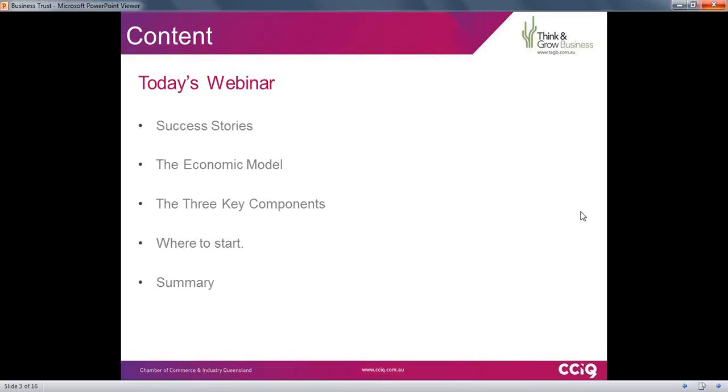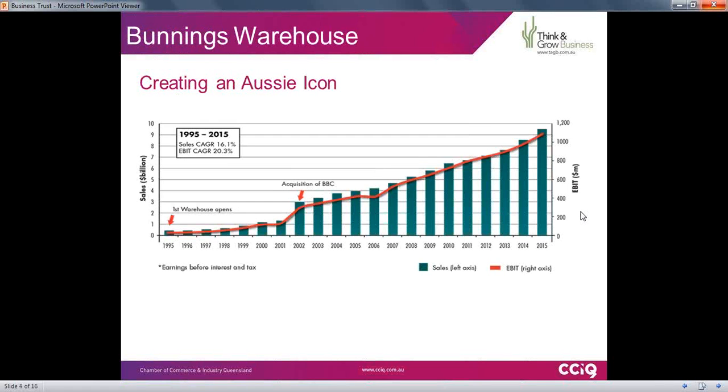The first story I want to share with you is in relation to Bunnings Warehouse. And I call it creating an Aussie icon. And you can see on your screens now, and this is all publicly available information, so I'm not sharing anything that's confidential. I'm not sharing anything that's lacking in integrity.